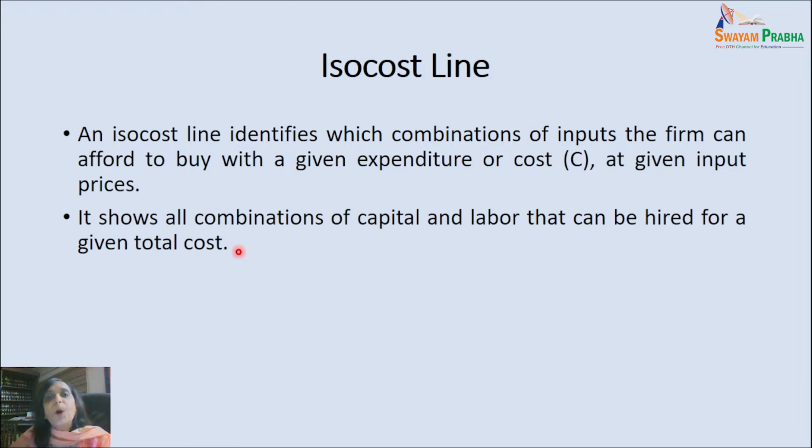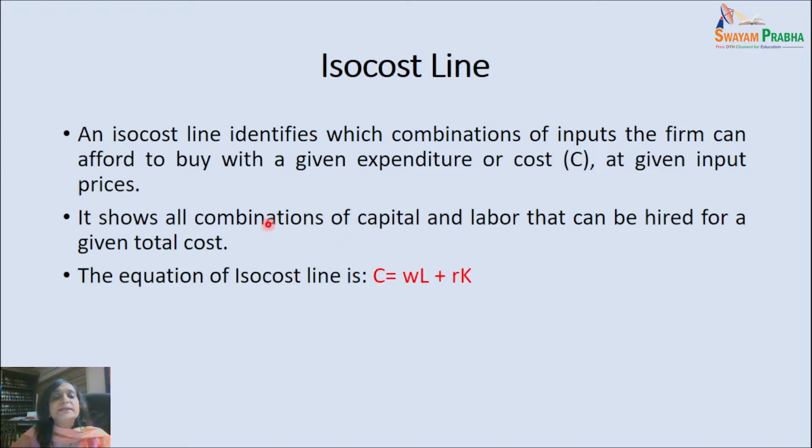That is, if total cost has been decided as, let us say, 10,000 rupees. So, with the given price of labor and capital, what all combinations of labor and capital this firm can afford to buy or hire is given by the isocost line. The equation of the isocost line is given like this.